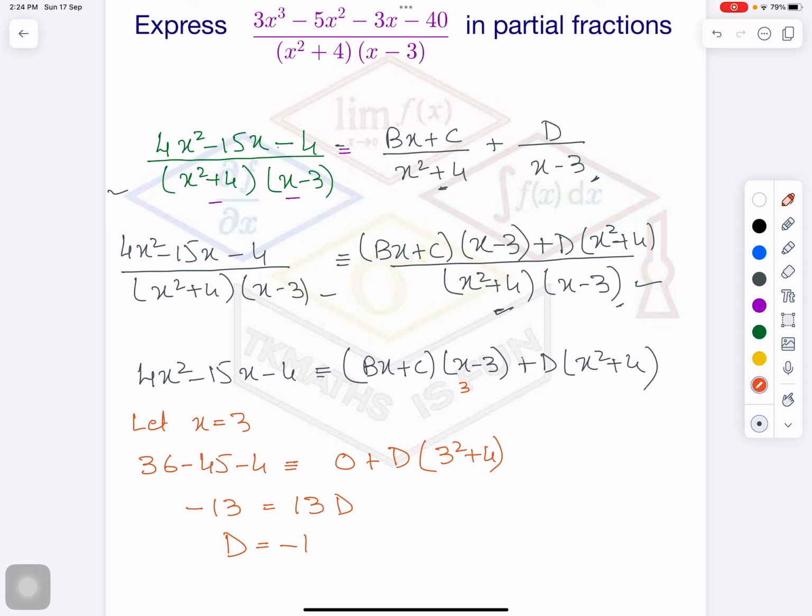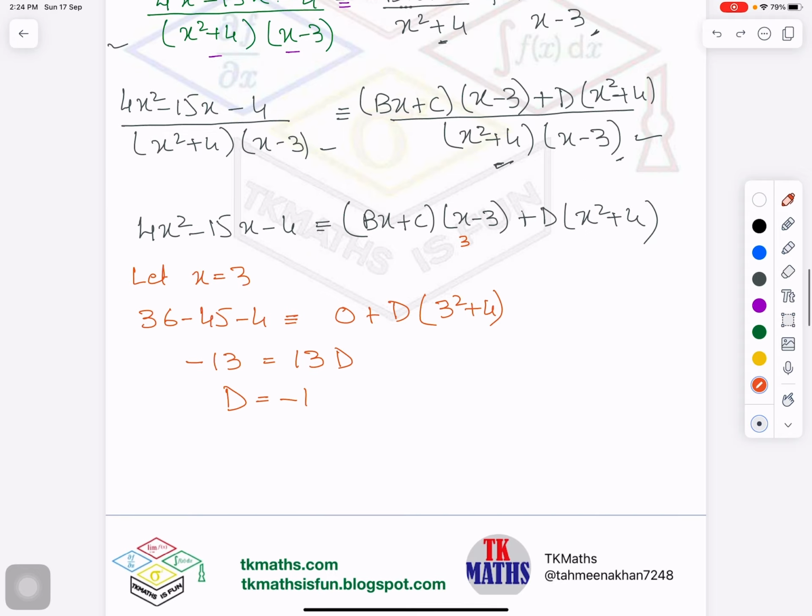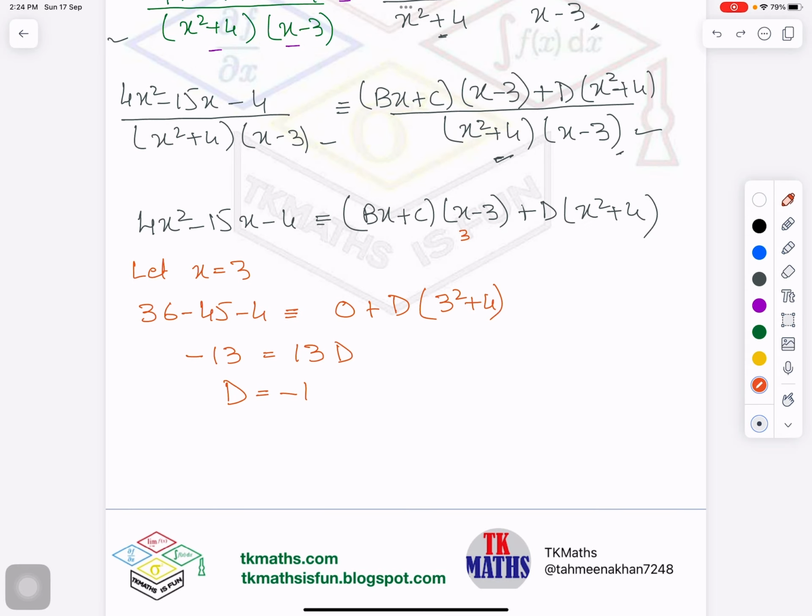Now you will take another value. Now there is no term I can make it 0. No value which can make any of the term here 0. So now I will go for small values. So let's take x is equals to 0 first. Okay. So I am taking now, let x is equals to 0.